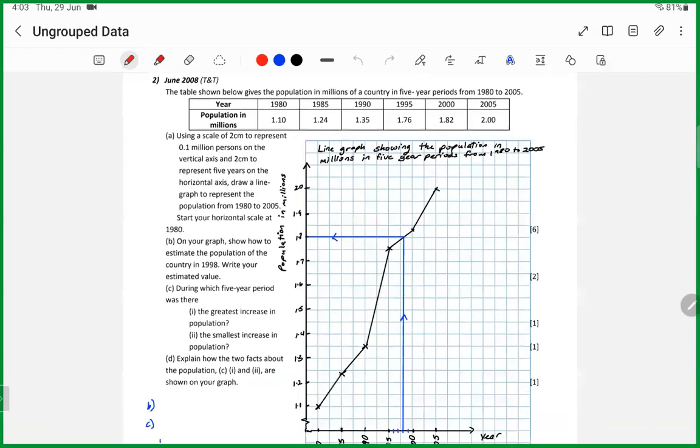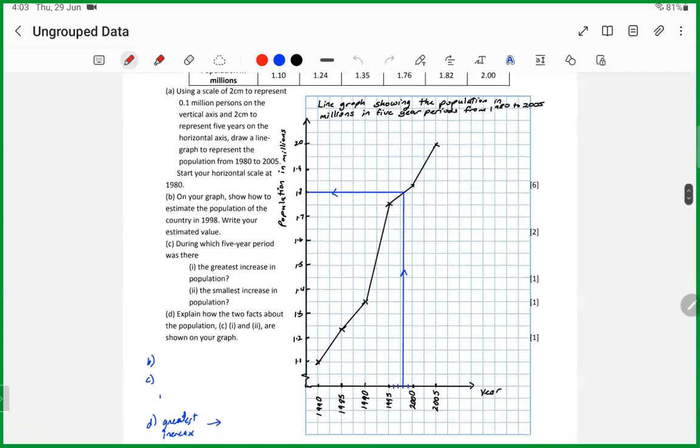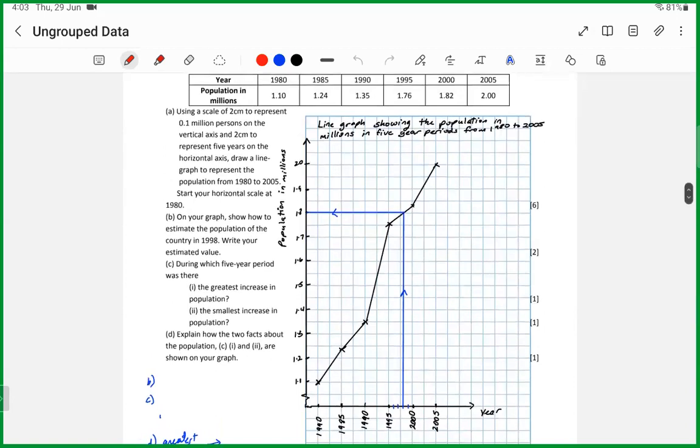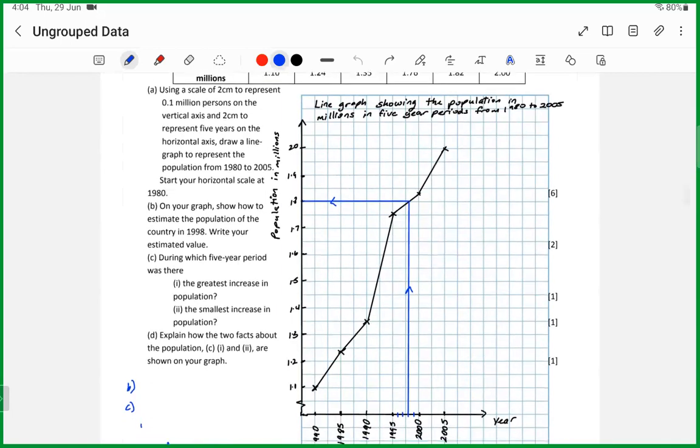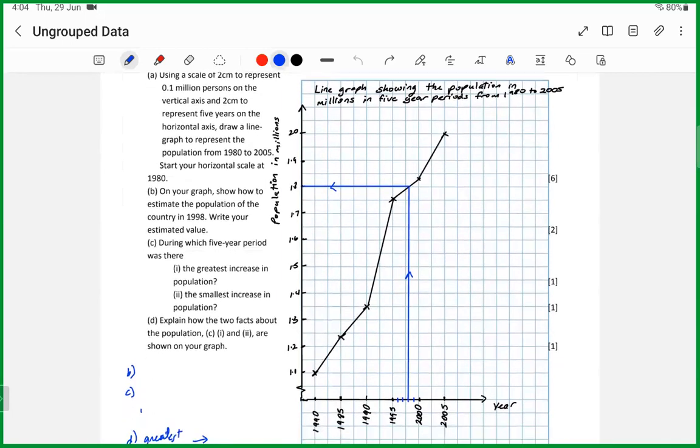Okay, so the line graphs question, I have my line graph already drawn. You were supposed to do this for homework, so you should have a line graph that looks something like this. Of course, it would be on actual graph paper. So we're looking at parts B, C, and D. It says, on your graph, show how to estimate the population of the country in 1998. Write your estimated value. Okay, so you just find 1998 on the x-axis.